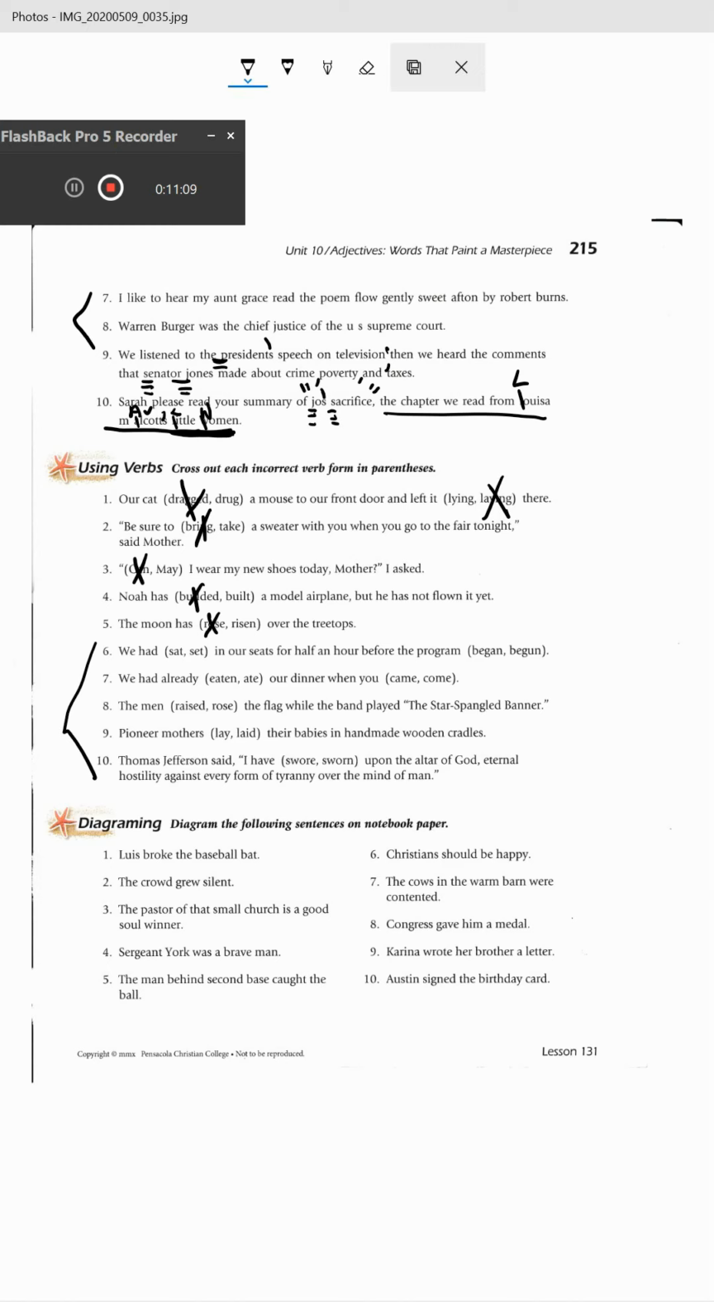Diagram these following sentences on notebook paper. How about, let's see, how about you diagram number 3 and number 5. And then tomorrow I'll diagram with you and you can see how you did on it, okay? All right, I think I'll quit there and then I'll go over these right away as I start the next lesson.